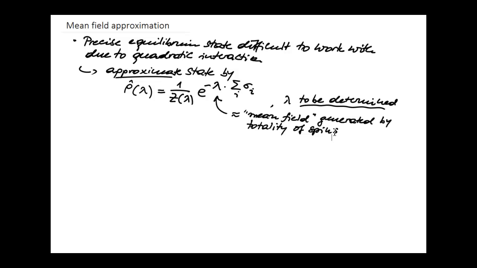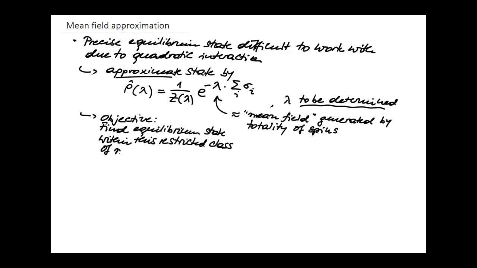And now we would like to find the equilibrium state amongst this, in this very restricted class of states. So the objective is to find the equilibrium state within this restricted class of mean field states. I'm not going to discuss here the limits of validity of this mean field approximation. That's beyond the scope of today's lecture.